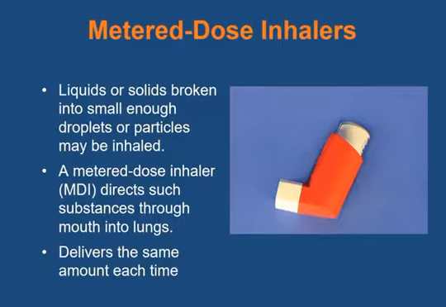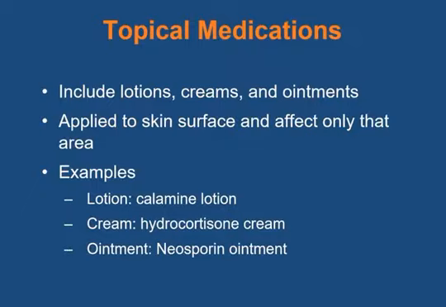Topical medications include lotions, creams, and ointments, and these are applied to the skin surface and affect only that area. Lotions contain the most water and are absorbed rapidly. Ointments contain the least water and absorb slowly. Some examples: calamine lotion is a lotion, whereas Neosporin is an ointment.